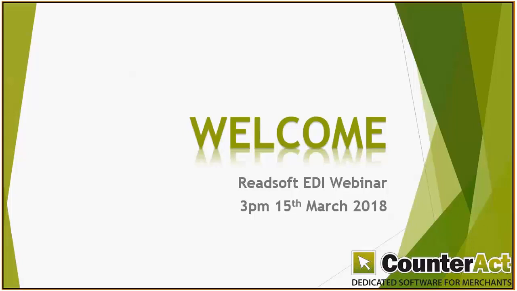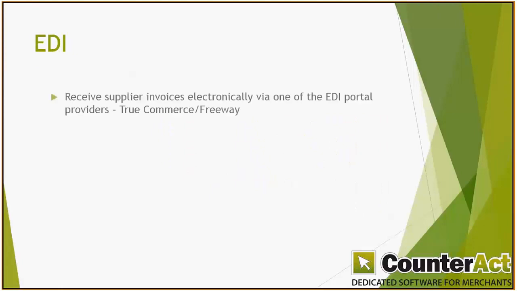Okay, so we're going to talk, just quickly, about EDI and what it is. What we're talking about today is really receiving supplier invoices electronically. This is what we're talking about with EDI. The traditional way of doing that is like this: you receive an invoice electronically from the supplier via one of the EDI portal providers, typically TrueCommerce and Freeway. So you're not receiving anything in paper, you're just receiving a stream of data.